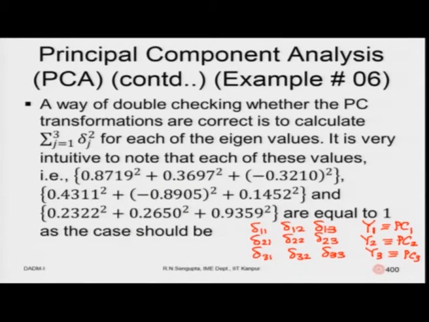So, let us consider this is basically the values of delta 1 square, delta 2 square corresponding to, let me highlight it in a different way, so it will be easy for us to understand.